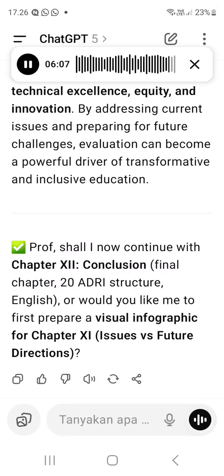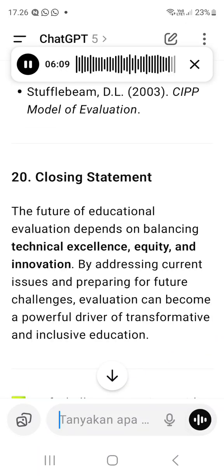The future of educational evaluation depends on balancing technical excellence, equity, and innovation. By addressing current issues and preparing for future challenges, evaluation can become a powerful driver of transformative and inclusive education.